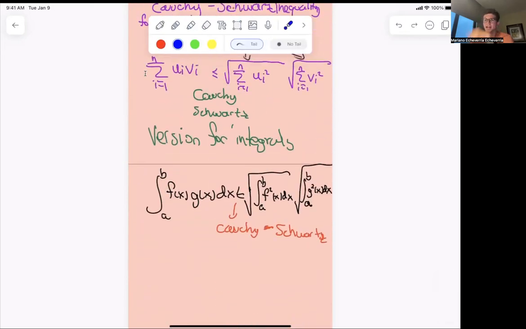What's interesting here is that this is what allows you to actually define a dot product between functions, which is actually called the inner product. People don't call it the dot product. So the dot product between functions.